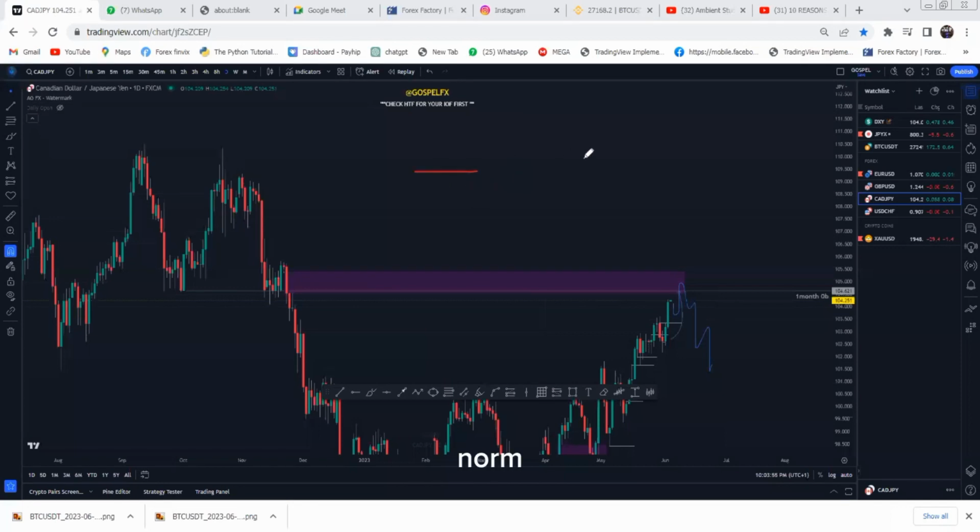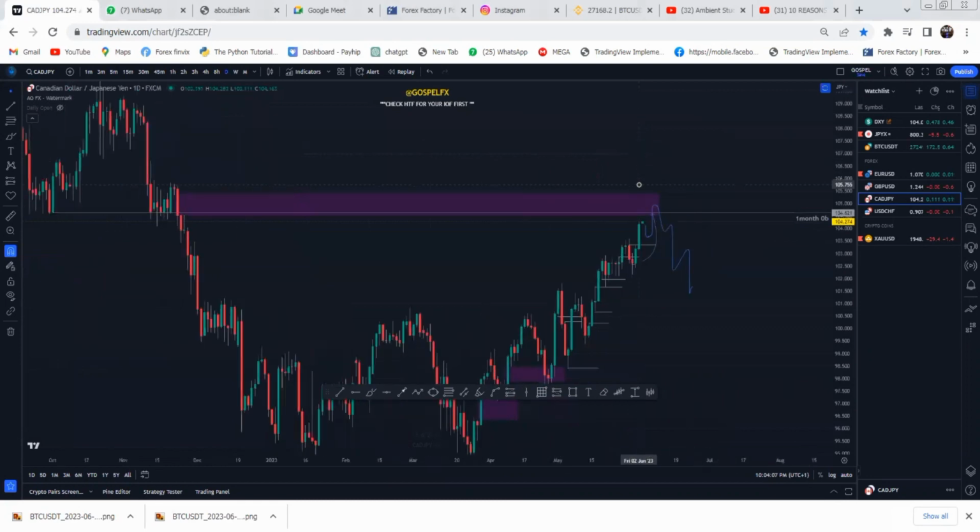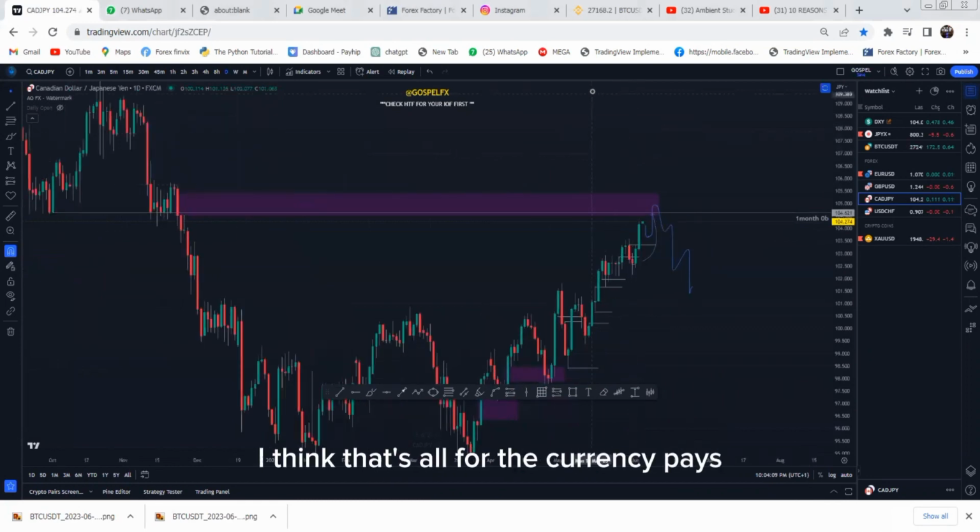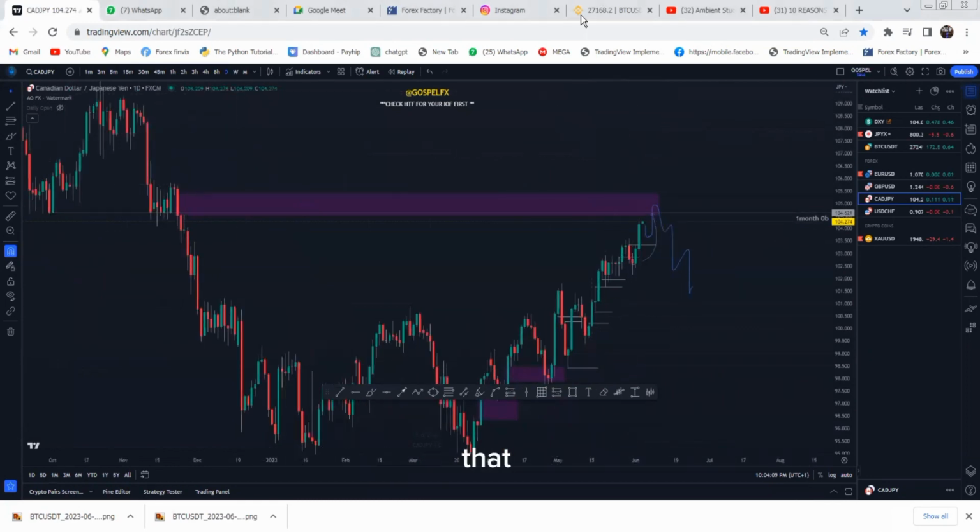Normally, if price is to react to a monthly order block, you don't expect it to react one day and then start selling off. It's going to play around for some days. So that's what we're expecting on CADJPY as well. I think that's all for the currency pairs that we are most interested in trading.